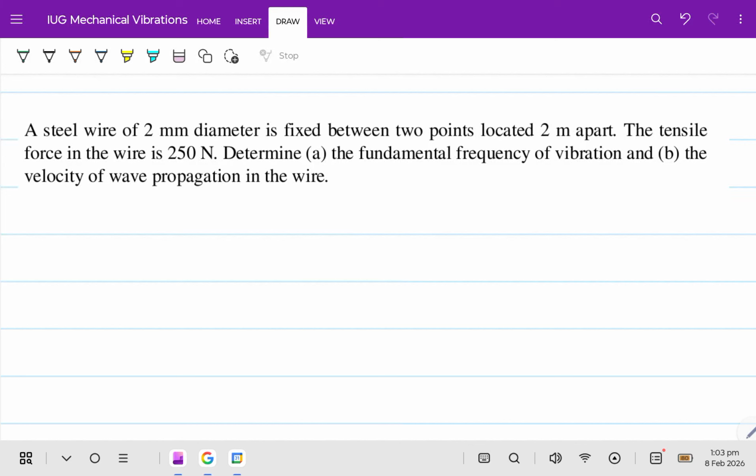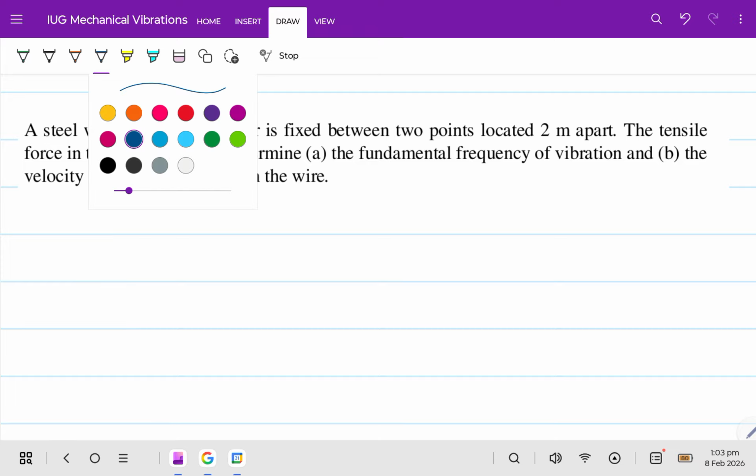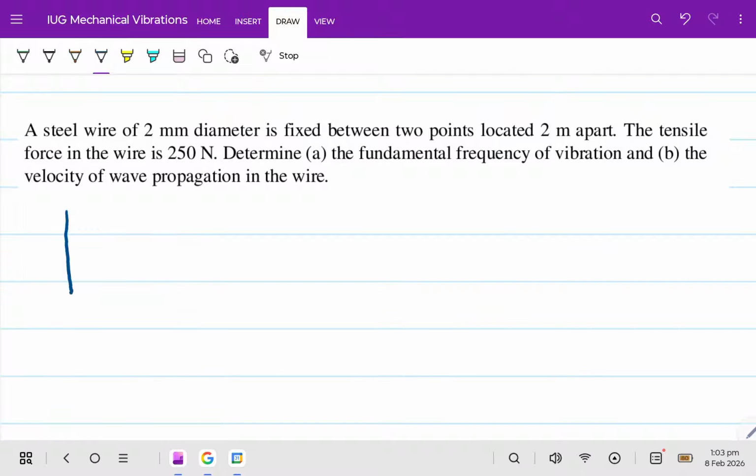Start with this problem. A steel wire of 2 mm diameter is fixed between 2 points located 2 meters apart. So now we have a case of vibration in strings. Let's say we have a string that is fixed at both ends, and the length of the string is 2 meters, and the steel wire is of 2 mm diameter. So that's the diameter of the wire.